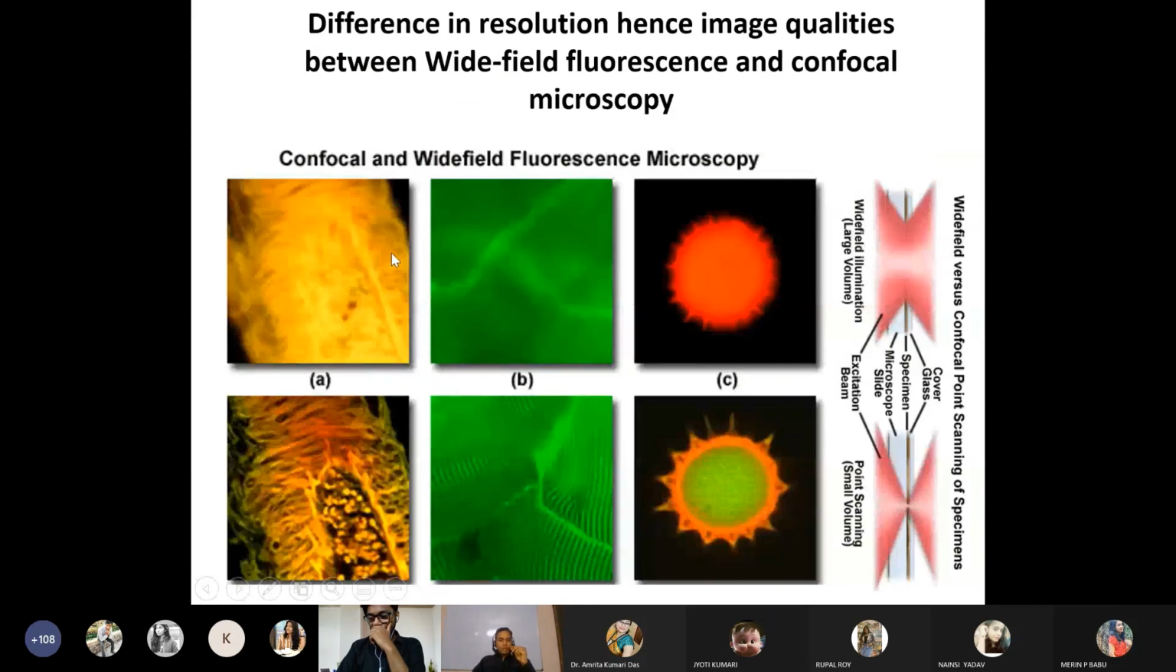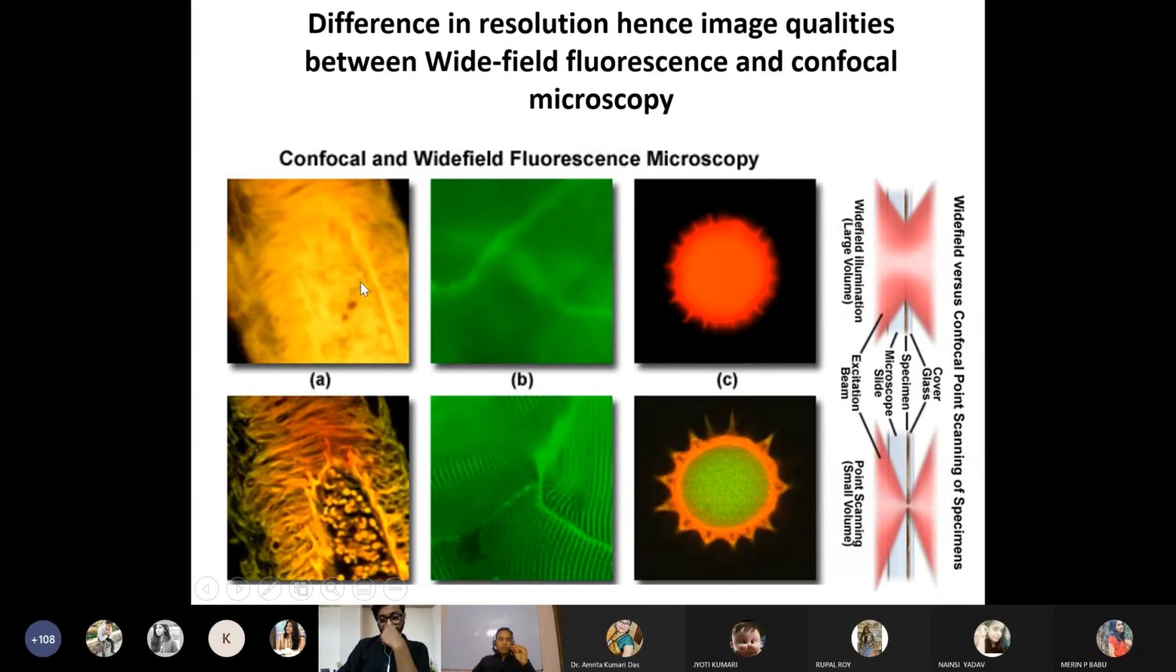Okay, so you will now find out the difference between the confocal microscopic image and the wide field fluorescence image. Okay, so on the right hand side, I have shown you how the wide field illumination is done. So the illumination is not that pinpointed, whereas in confocal, the illumination is very much pinpointed. Okay, so you need not scan the entire view at once. That is why the resolution has been increased.